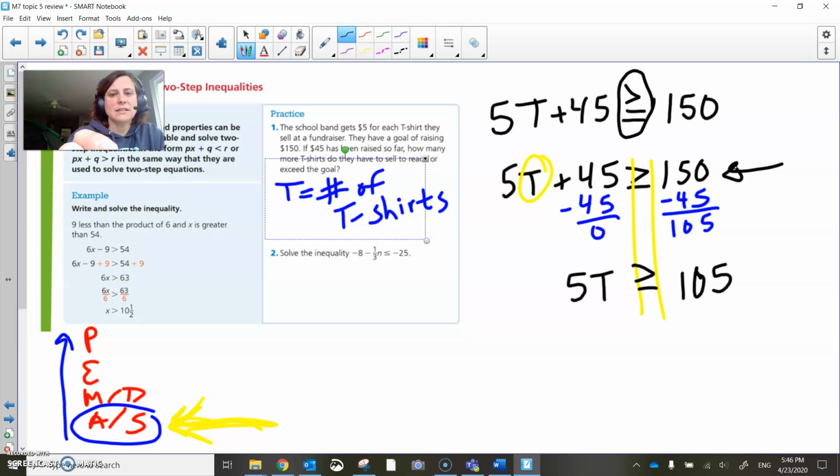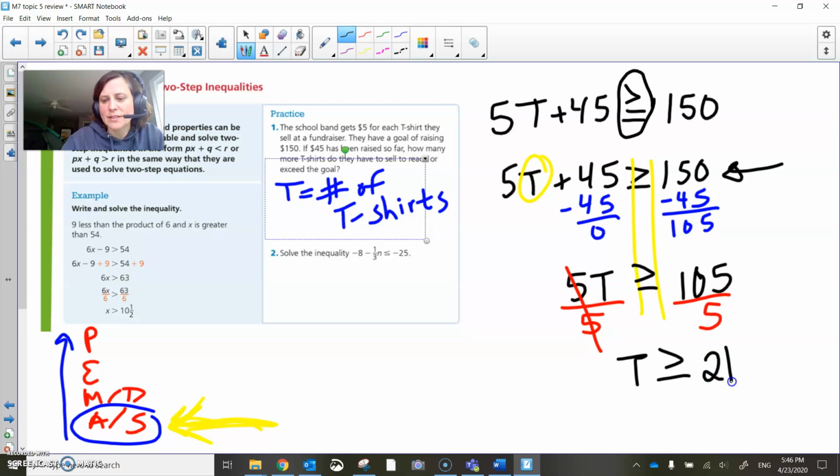So to get T by itself, we're going to divide both sides by 5. Boom. T is now alone, and it's greater than or equal to 21. So if we sell 21 t-shirts, we're going to have $150. If we sell more than 21 t-shirts, then we've exceeded our goal. Nice job. Okay, that's it for that question.